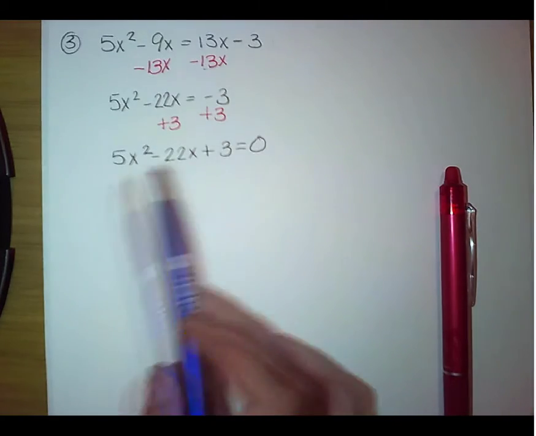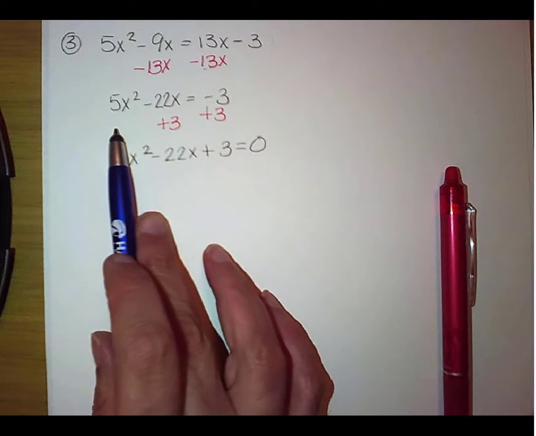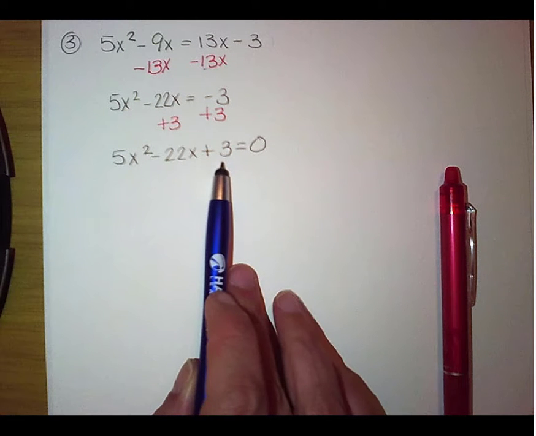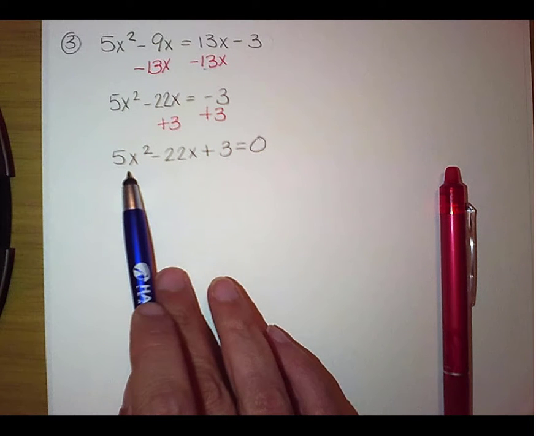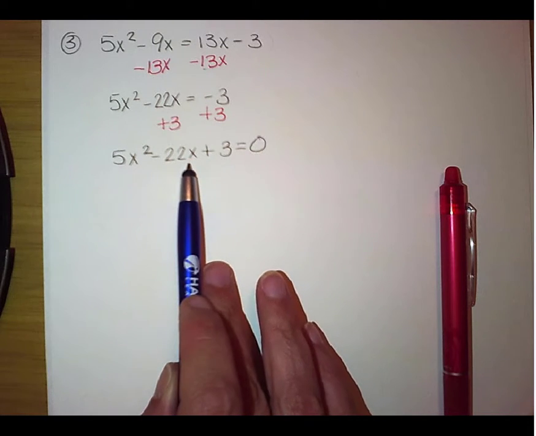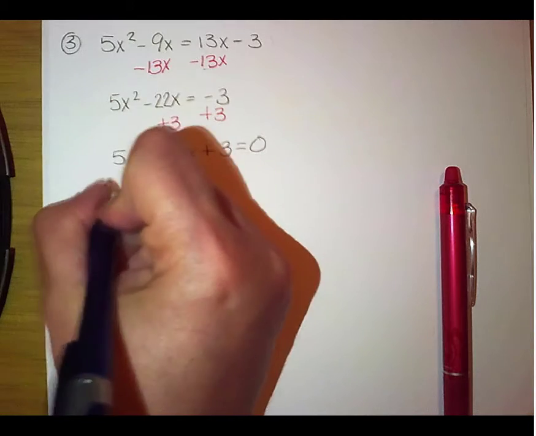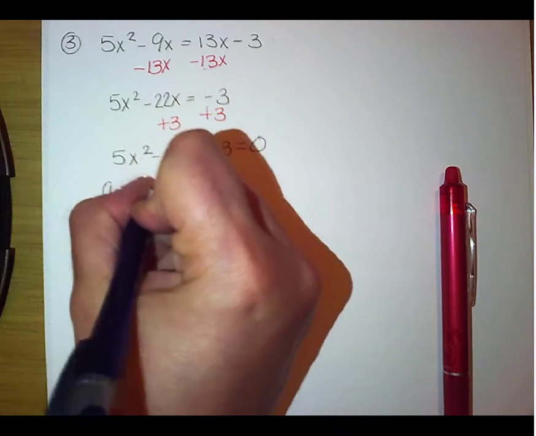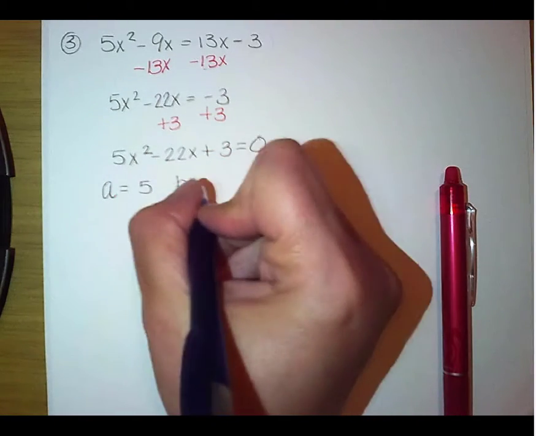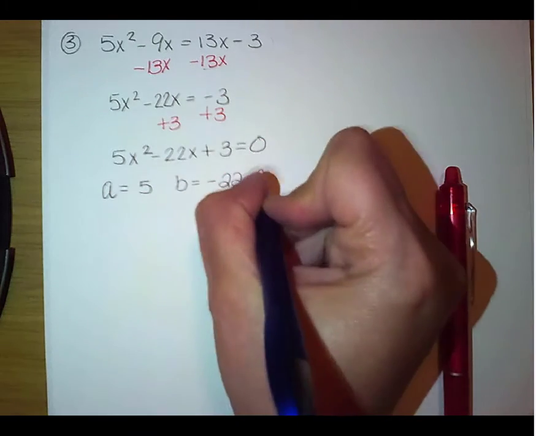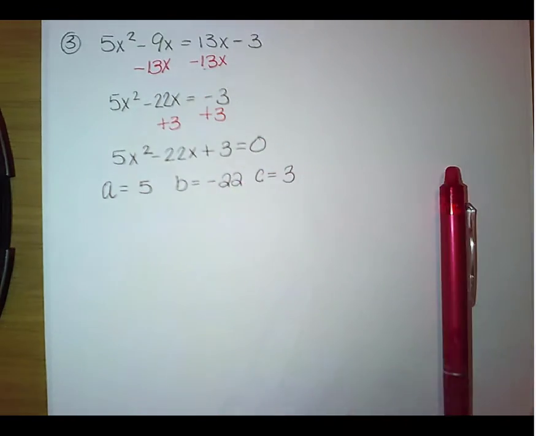When you're doing this movement stuff where you're having to bring everything over to the x squared, make sure that you do put them in order. I don't think I said that earlier. Make sure it is always your squared, then your variable or your x, and then your constant. So that when you pick out your a, b, and c, you pick them out correctly. So a is 5, b is negative 22, and c is a positive 3.